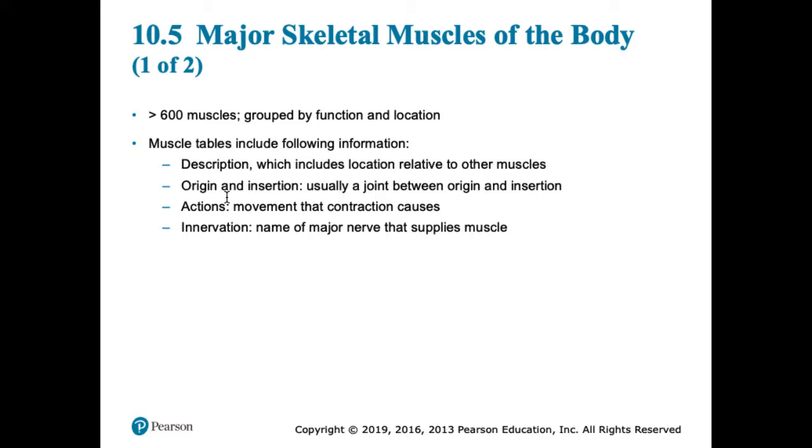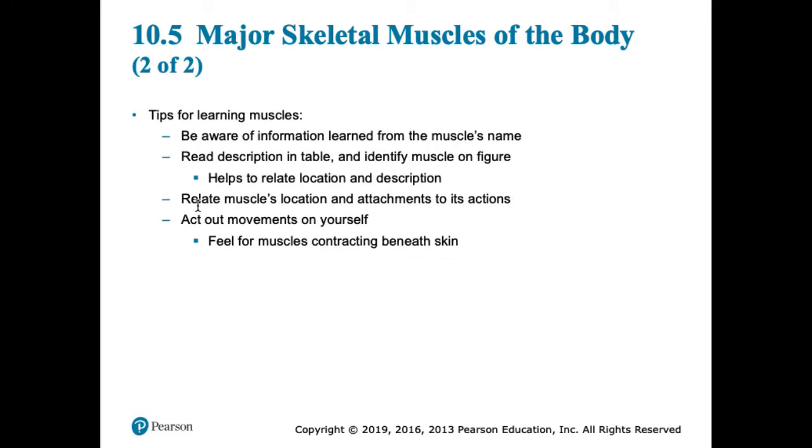There are over 600 muscles, and they are grouped by function and location. You're going to see that throughout this chapter. I'm going to breeze through 600 and some muscles and tell you how to memorize them. I can't really lecture on them; you just have to get in and learn them. The muscle tables in your text include the description, which includes the location relative to other muscles, its origin and insertion points, the actions it performs, and its innervation. So not only are there 600 muscles, but there are these things to learn along with them.